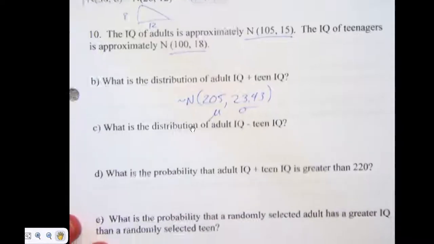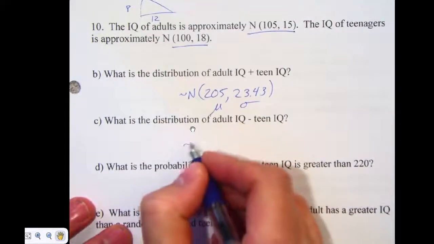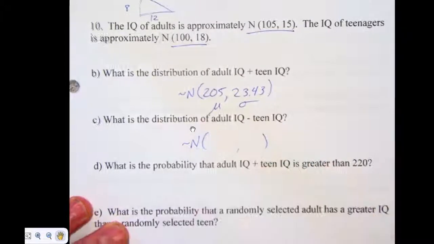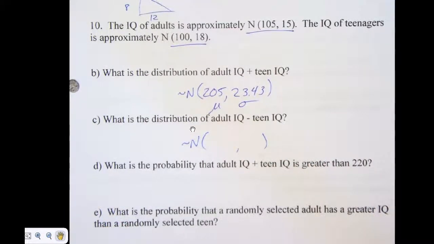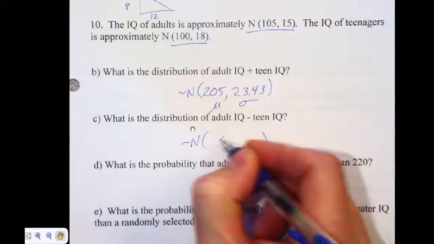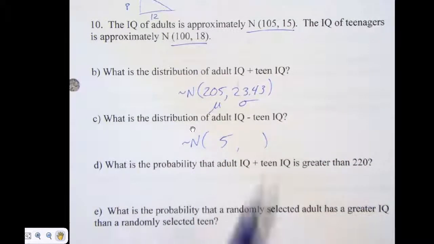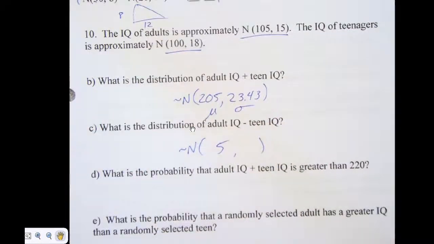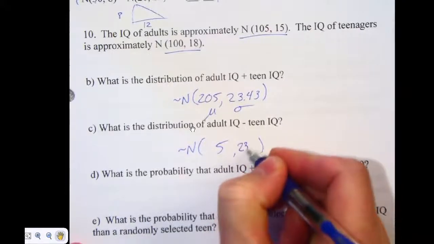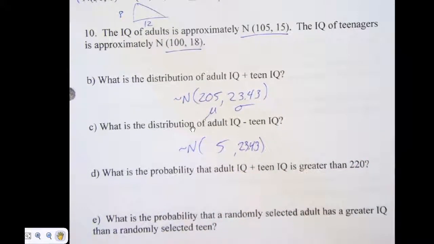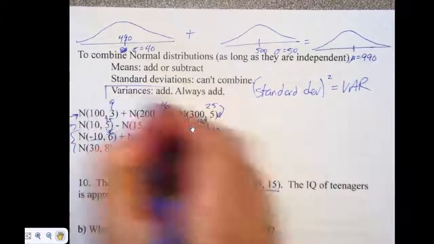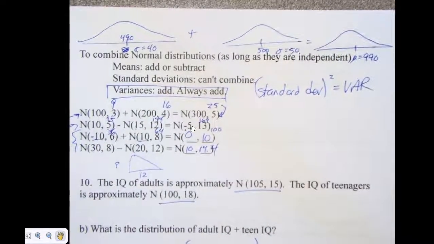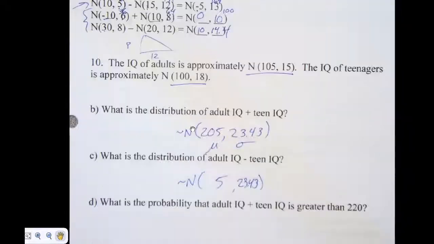Distribution of adult IQ minus teen IQ. Still be approximately normal. What would the mean be? Now the mean would be 5, because on average, I guess the adult IQ is 5 higher. And what about the standard deviation? It's the exact same, because it doesn't matter if I'm adding or subtracting the distributions, I always add the variances. So if you look up here at variances, I put add, always add. So you're always adding variances, you're never going to subtract.